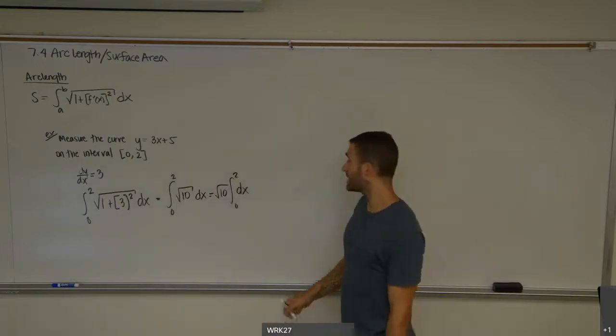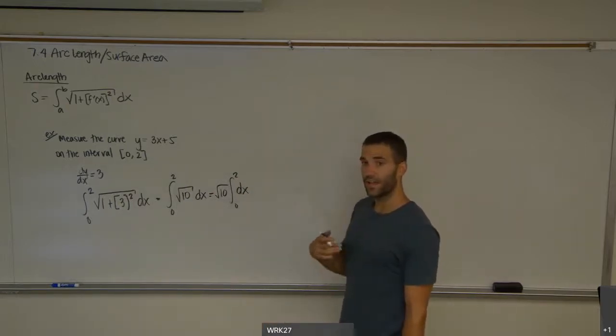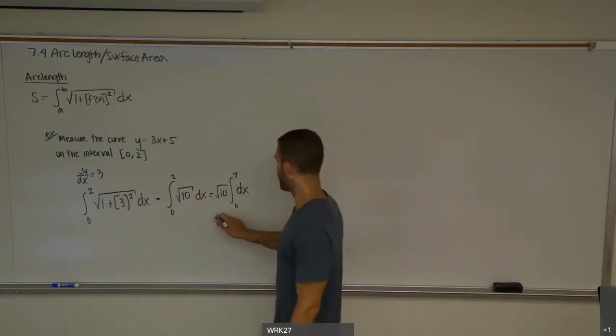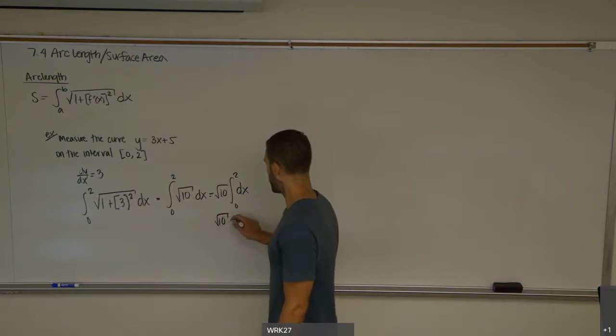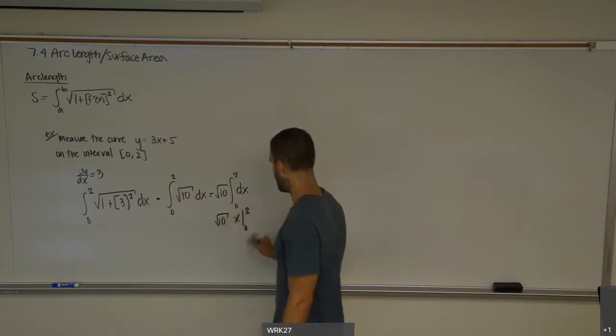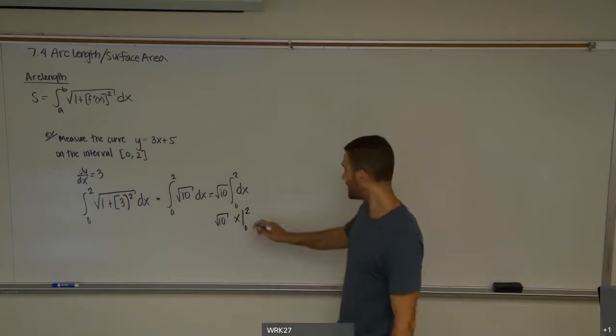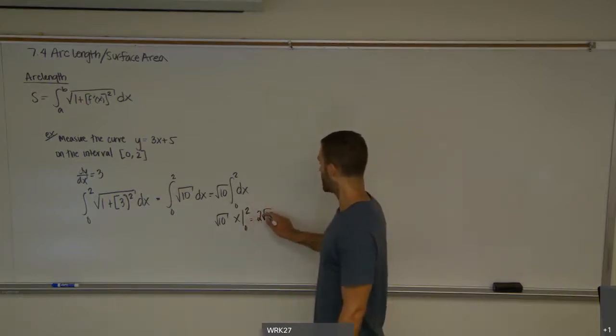And we still need to take an antiderivative, the antiderivative of a constant 1 in this case, which is just x. Evaluate from 0 to 2. I plug in 2 to the antiderivative, I get 2. Plugging in 0 gives me nothing. And so we get an answer of 2 square roots of 10.